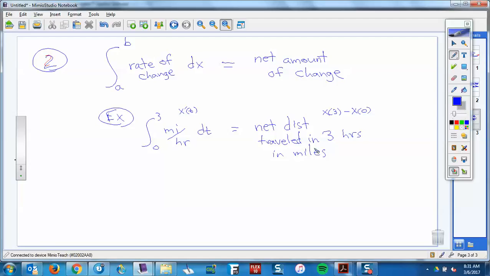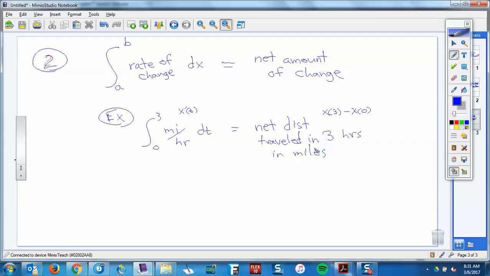The only time that net and total would be the same is if what? When would net and total be the same? No? Think about it. Because it's going to give you your ending position minus your starting position. That's your net distance traveled. So if I go this way, and I come back this way, I'm always going one direction. Not just right, though. I could just be going left, too.